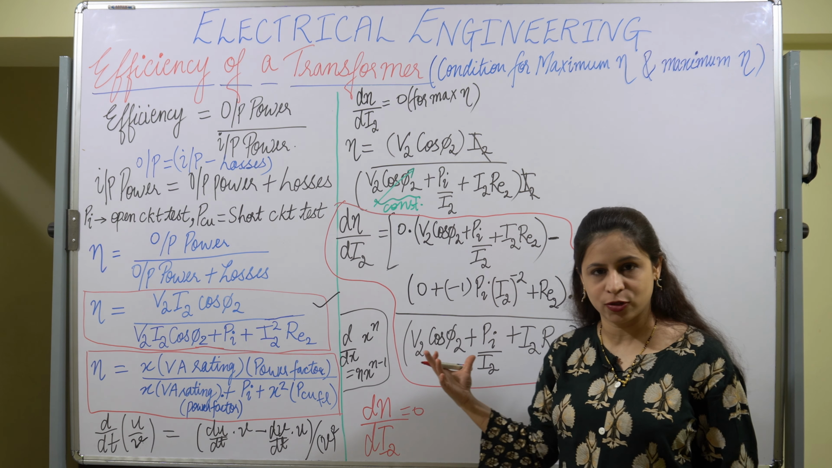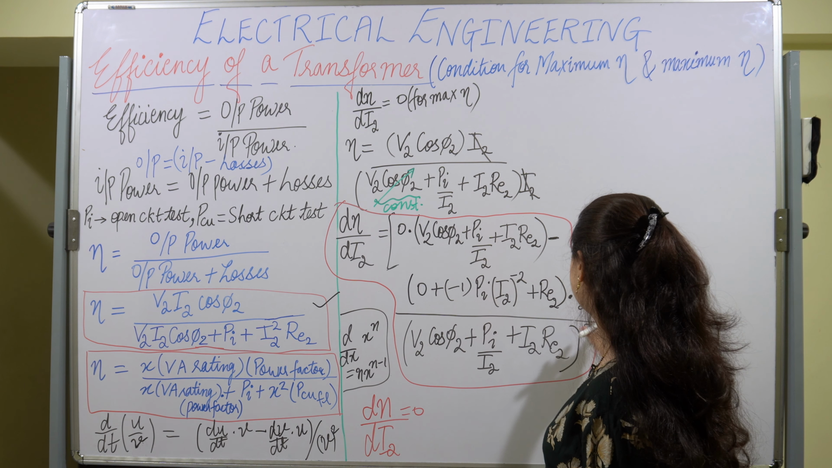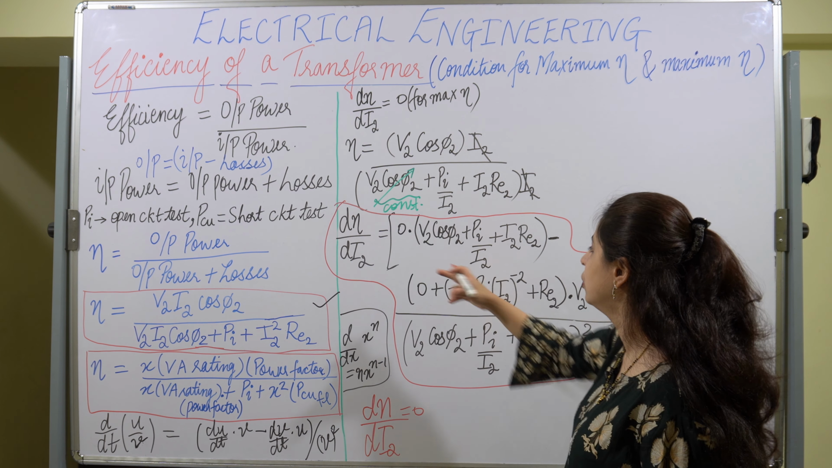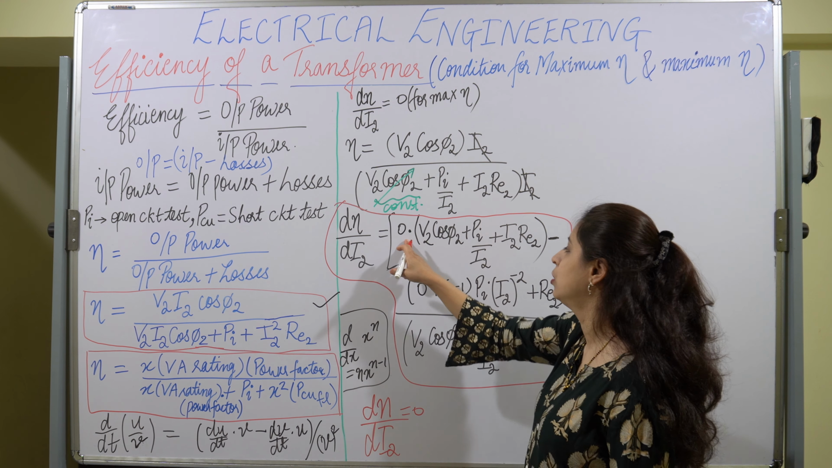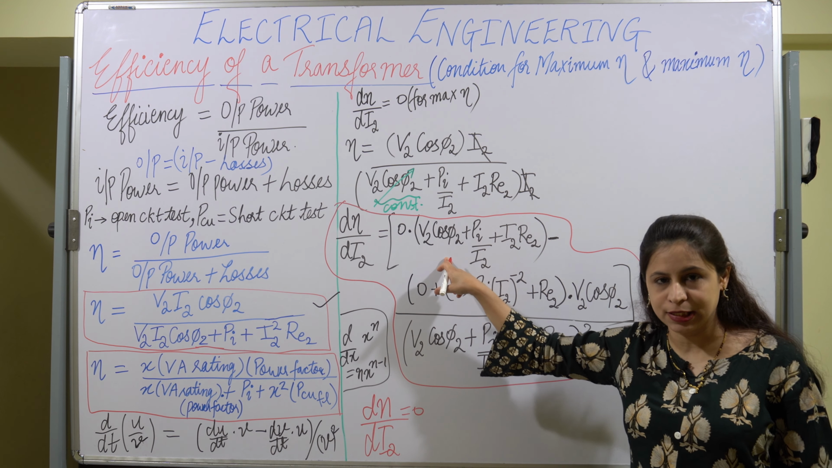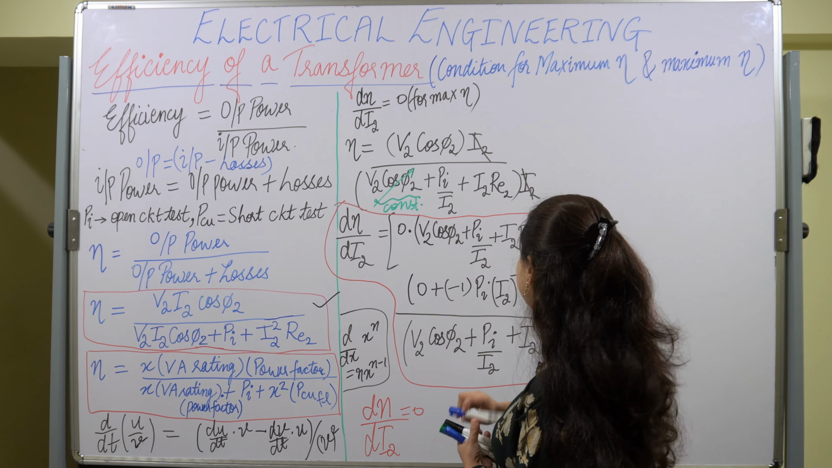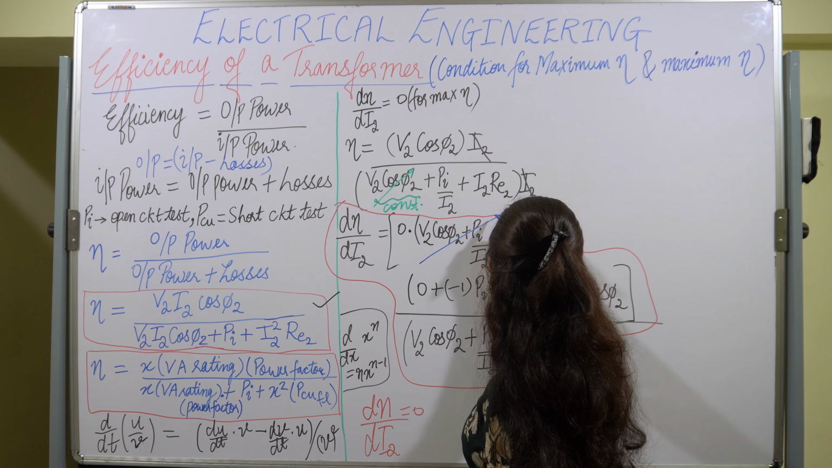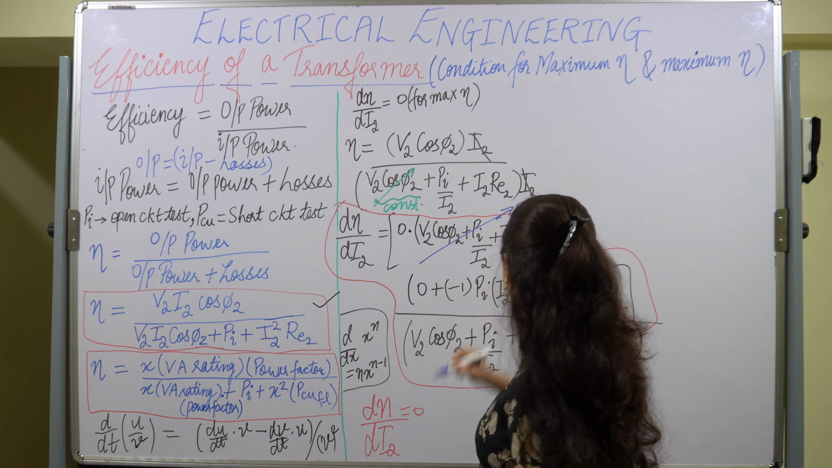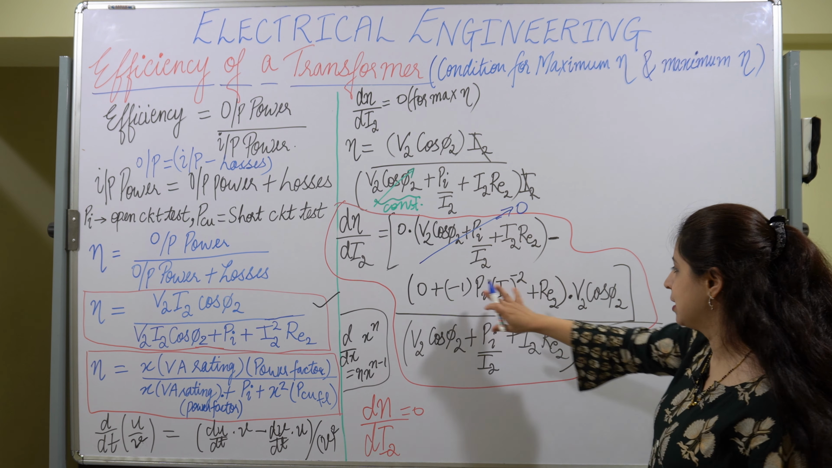So in order to get 0, this term will be 0. So the denominator has no significance. Here the numerator should be 0. This whole term is 0. 0 multiplied by anything is 0. So this whole term is 0. So let us mark it to be 0 over here. This whole term is 0. So we are left with this term.